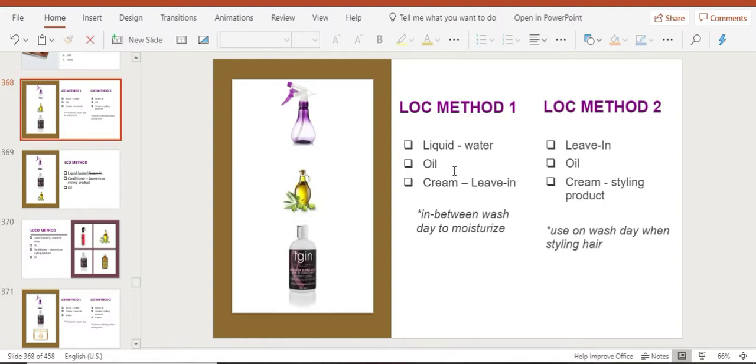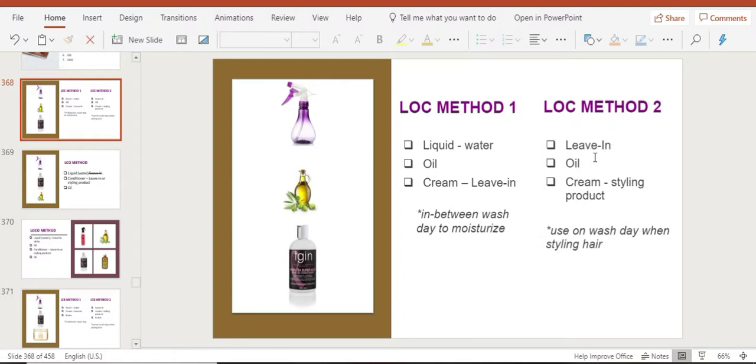Okay, so you're going to use this in between wash days to moisturize your hair, to keep your hair moisturized. And then the next method, so this is really popular amongst hair product companies, because obviously you want to sell products, right? Because you can sell 3 products. So it's the leave-in, the oil, and then the cream, right?